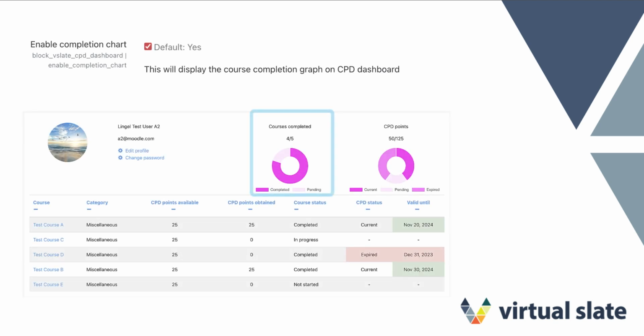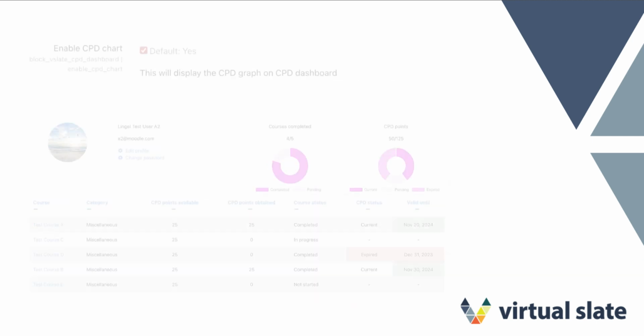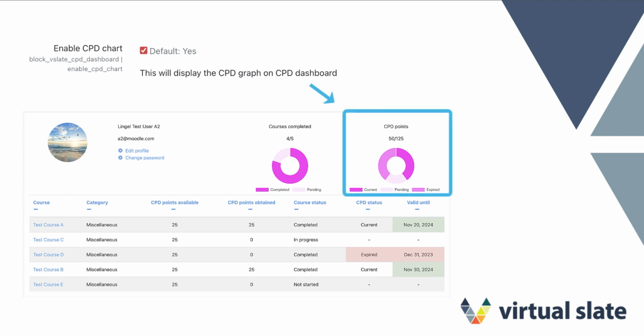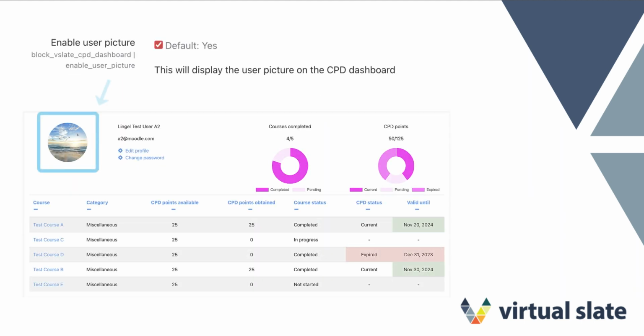The Enable Completion Chart setting will display the course completion chart on the CPD dashboard if enabled. Otherwise, it will be hidden if unchecked. The Enable CPD Chart setting will display the CPD points chart if enabled. The Enable User Picture setting will display the user's profile picture within the block if enabled.